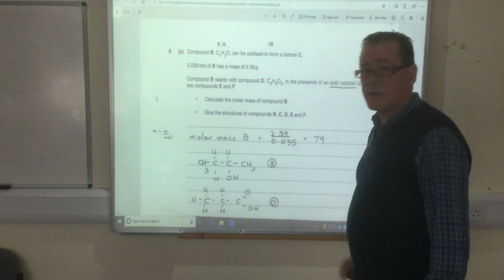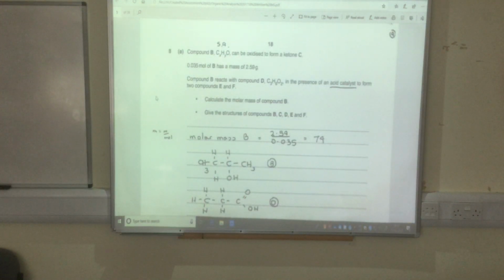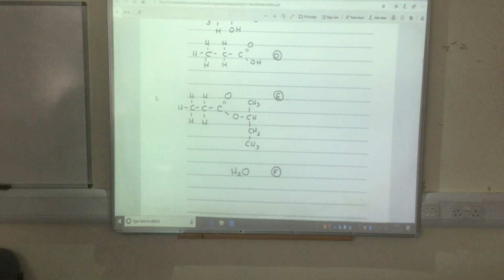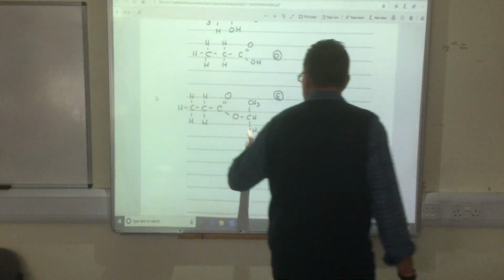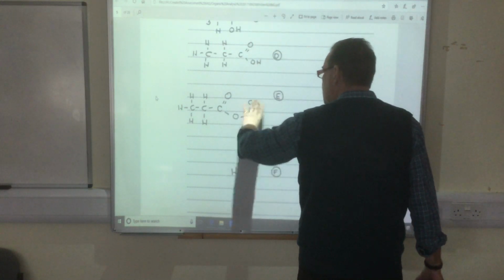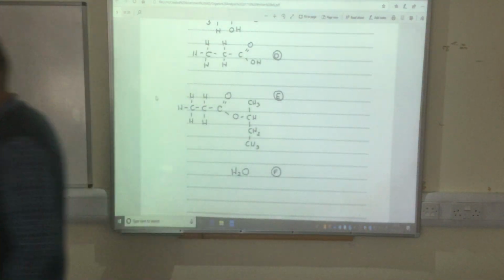D, draw the carboxylic acid out, no problem. Down we go, and then latch my alcohol on. There, that's the alcohol that I said earlier, B I think it was. Latch it on, plus water, job done. Okay?